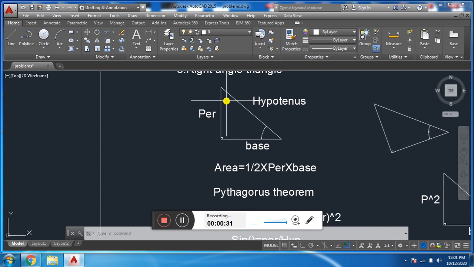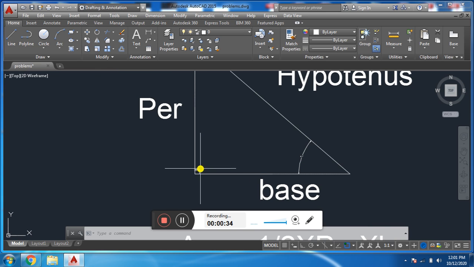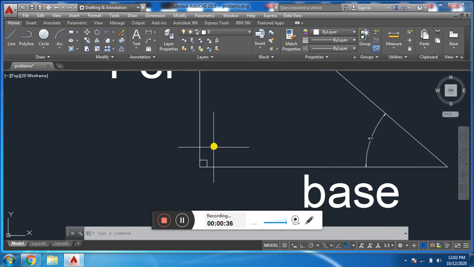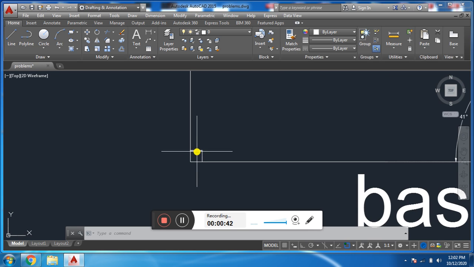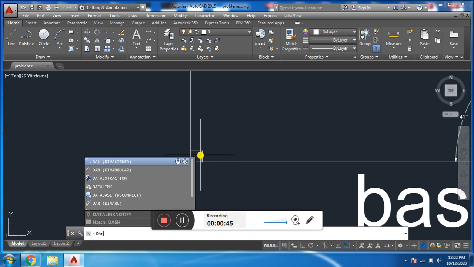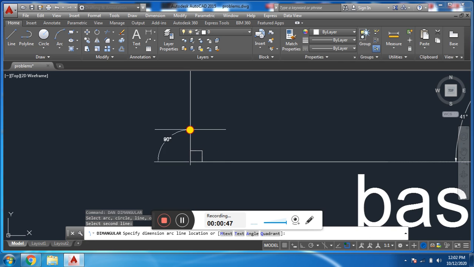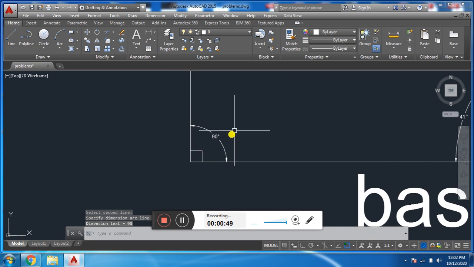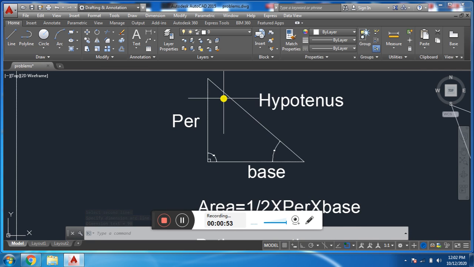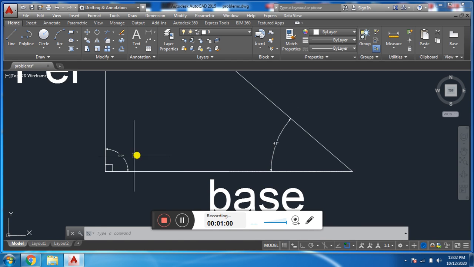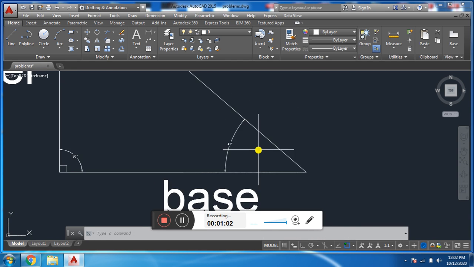For example, this is a triangle. This triangle has one angle of 90 degrees. This angle is 90 degrees. This small square is a sign of a right angle. If you want to know the angle here, the angle is 90 degrees. This is perpendicular, this is base, and this is hypotenuse. This is 90 degrees and this is the other angle.